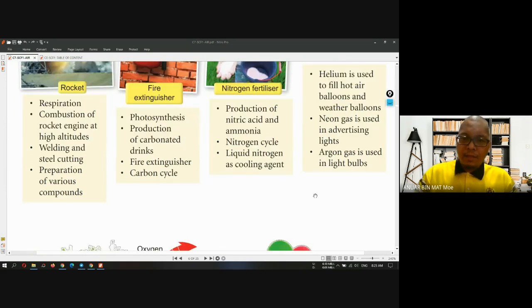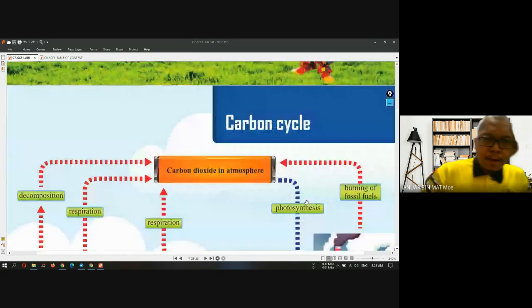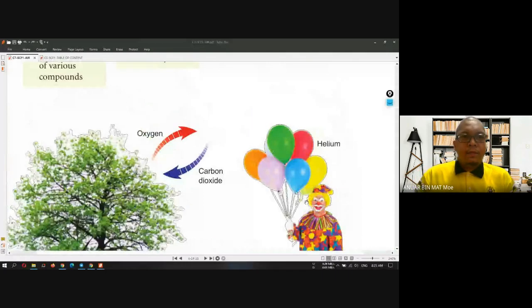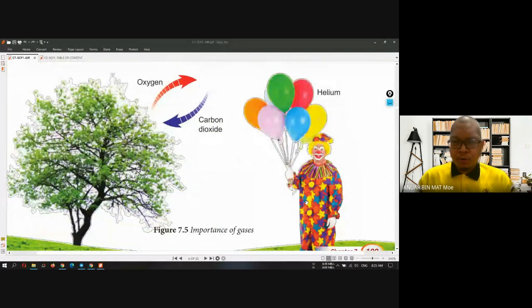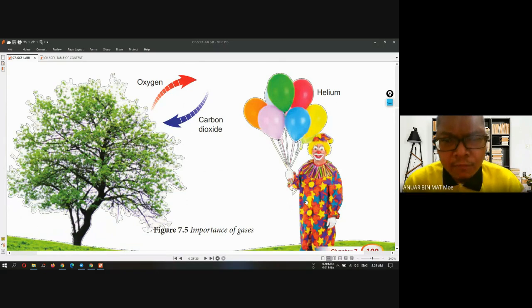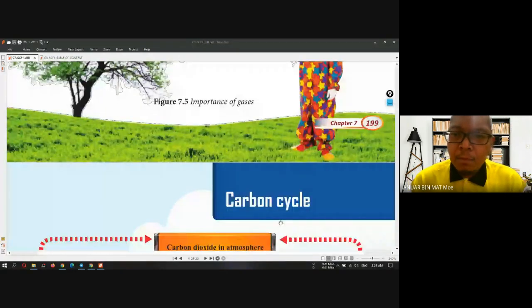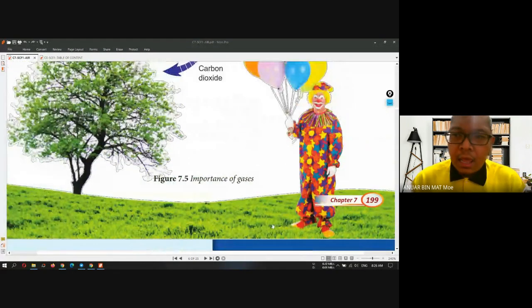So, next one. Okay. So this is a very simple summary of the importance of gases. For example, plants need carbon dioxide for photosynthesis, and humans need oxygen for respiration. Okay. So the next topic, carbon cycle and oxygen cycle, I will continue next week.